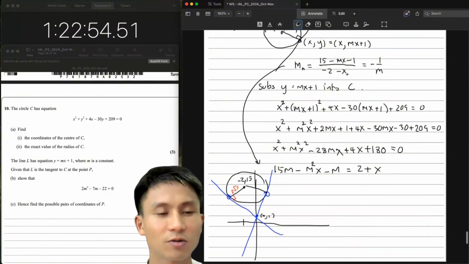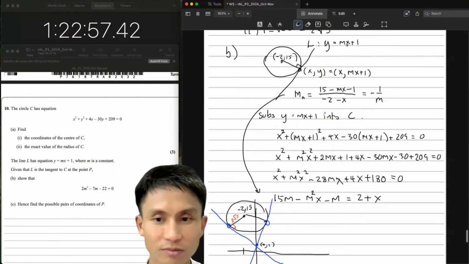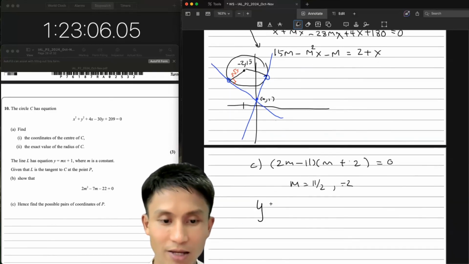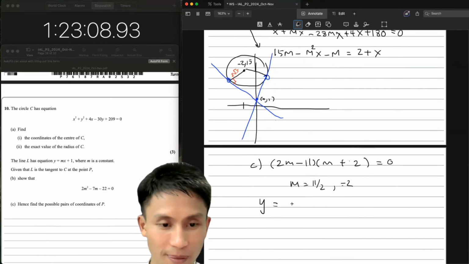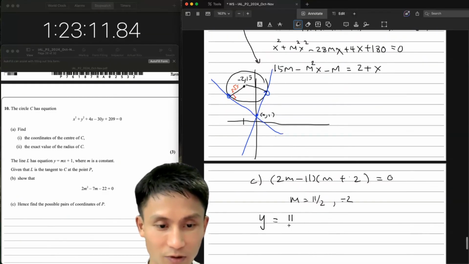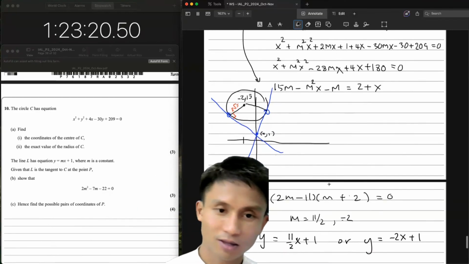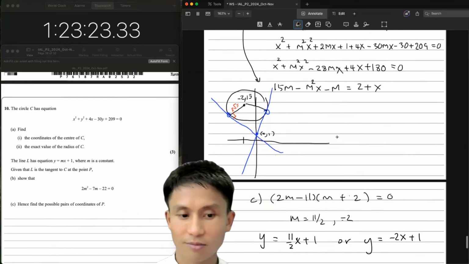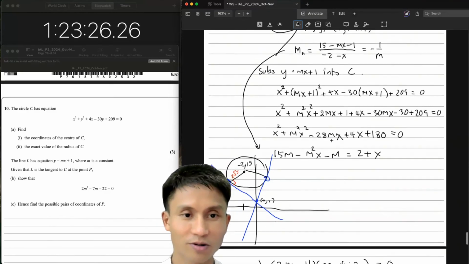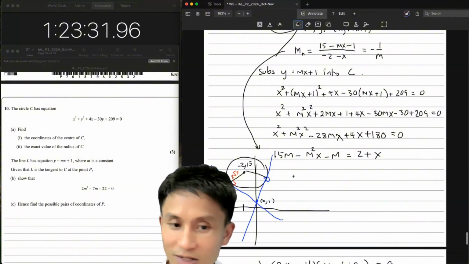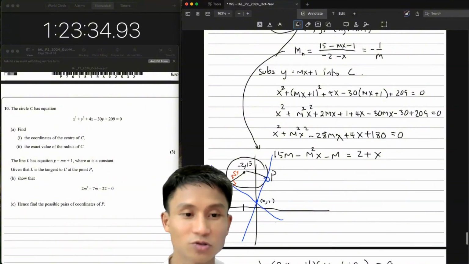We can use what we got earlier. So the possible pair of P coordinates. That means the tangent would be y equals mx plus 1. So 11 over 2 x plus 1, or y equals minus 2x plus 1, right? Well, we probably got to solve for the coordinates of P, because it's tangent at point P there. So there are two scenarios there.